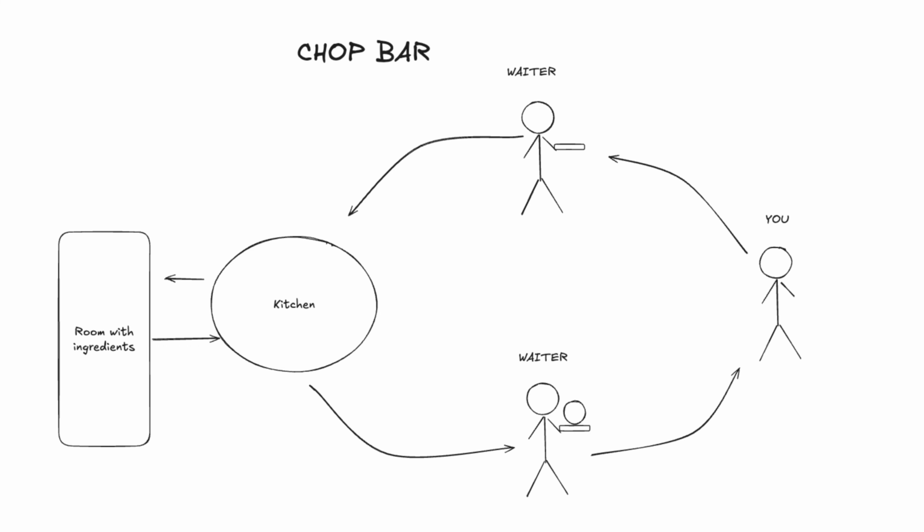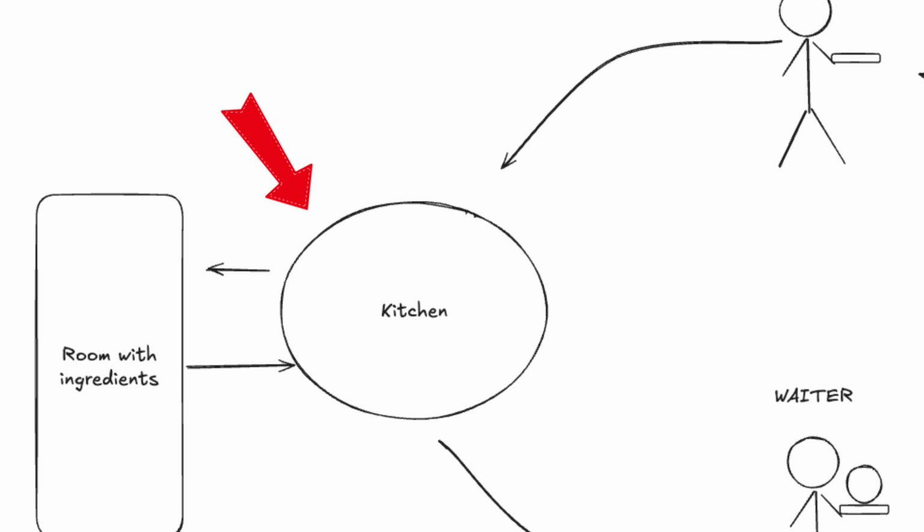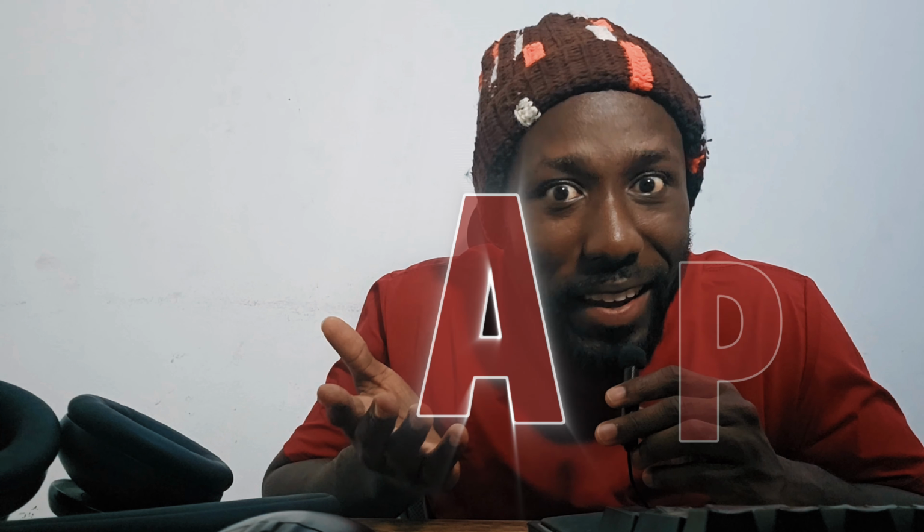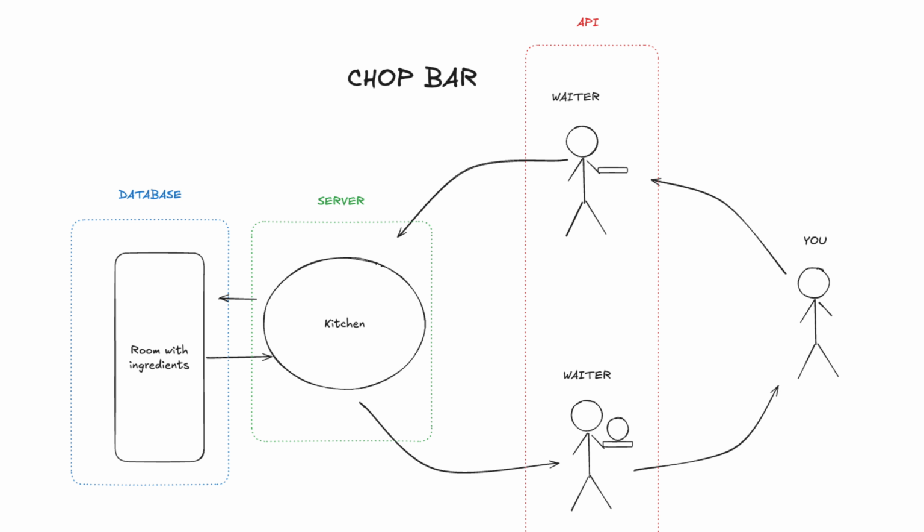Okay, not to make this confusing, let's take this example. Say you go to a chop bar and you make a request for food. The waiter comes, takes your order and sends it to the kitchen. The kitchen then prepares your food, and then your food comes back to you through the waiter. Now in this situation, the kitchen is your server. Get it? It receives requests and sends back responses. If you remember from my previous video, you know that the waiter is the API. You are learning. In this example, the API is the waiter, the server is the kitchen, and the database is where the ingredients are stored.